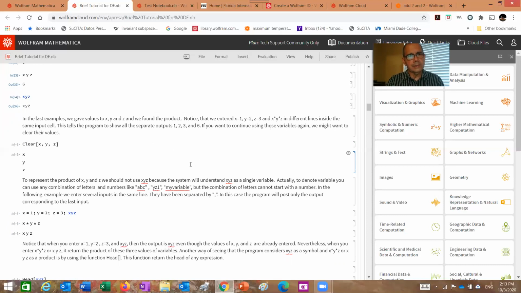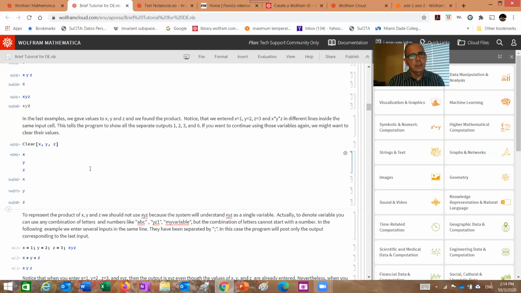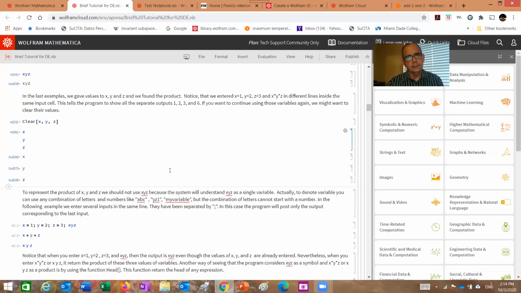So then you press enter here, and it doesn't return anything because in this case it doesn't have to return anything. We have cleared the values. But if you want to check that the program has cleared all the values, you enter x, y, and z as separate inputs, forming part of the same cell, and then you press shift enter, and you see that it returns x, y, and z. This is telling you that x, y, and z have been cleared.